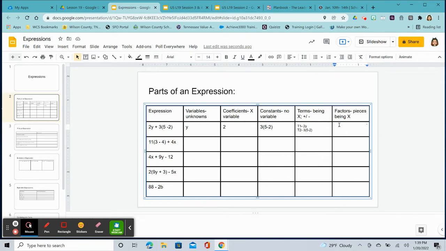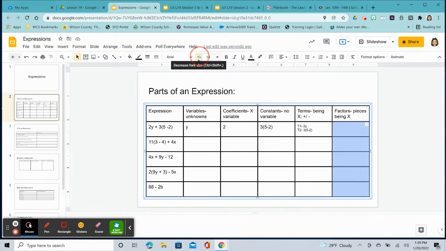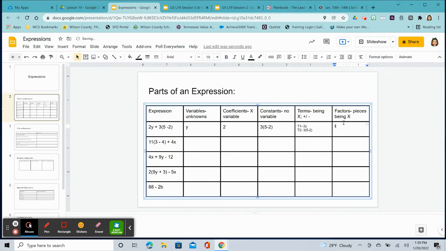So that brings us to factors. And same thing, I need to change the sizing here so that I have room to type the information that you will need. So for term 1, 2 is being multiplied by y. So those are our factors in term 1. Term 2, 3 is being multiplied by the difference of 5 and 2. So those are our parts for the first expression.